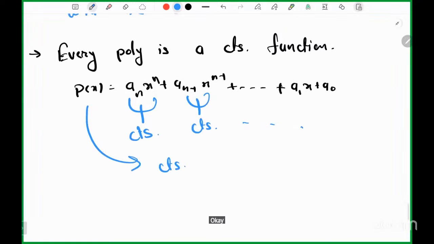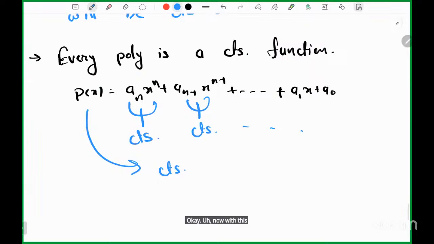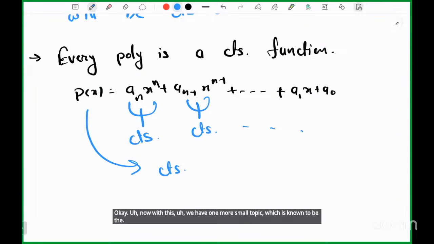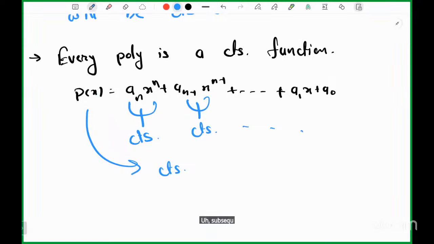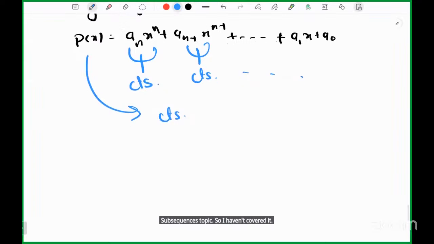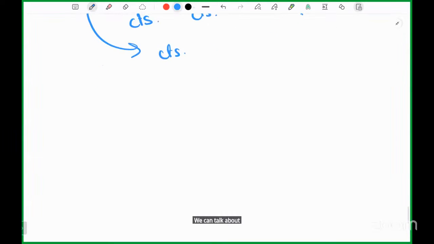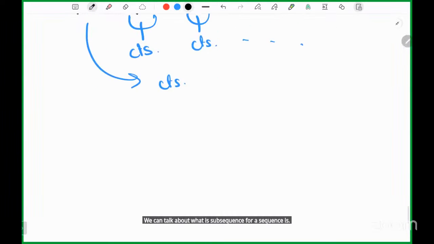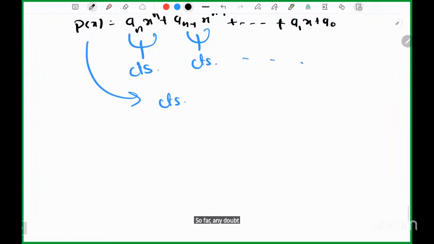Okay. Now with this, we have one more small topic which is known to be the subsequences topic. So I haven't covered it, but we can talk about what is subsequence for a sequence. So far, any doubt? Anything which is not clear?